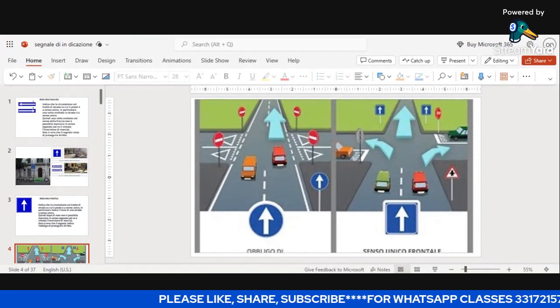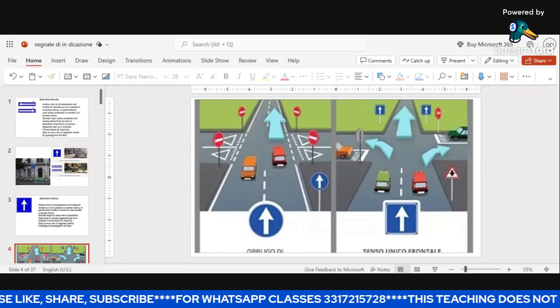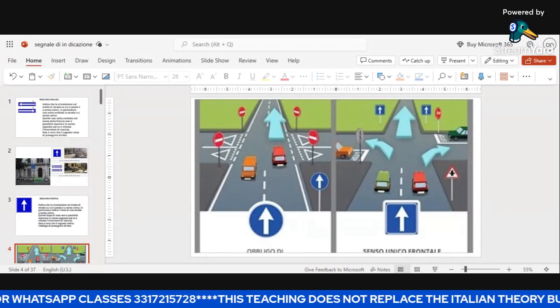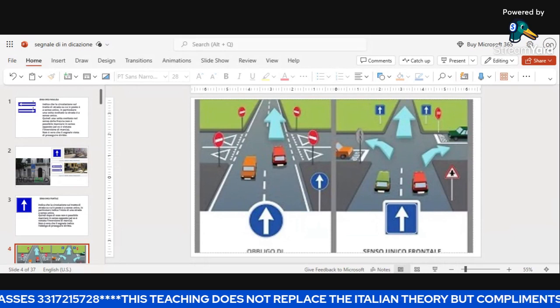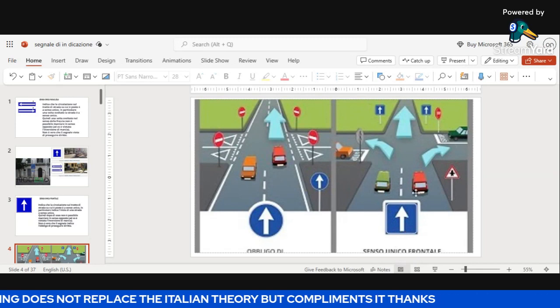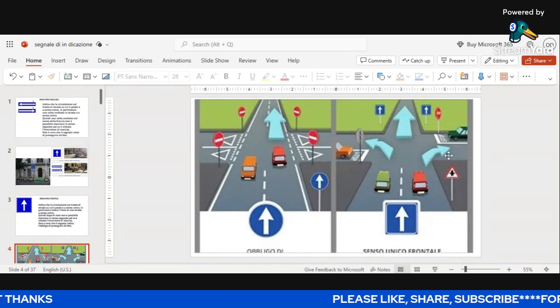But now we are on the signals of indication. We have done the obligation ones. If you have not seen those videos, they are in the previous chapters. Please go back and check the signals of obligation to understand better. Now we are dealing with this particular one, the signal of indication. I brought this picture so you know the difference. This one obliges you to go straight. This one does not oblige you.